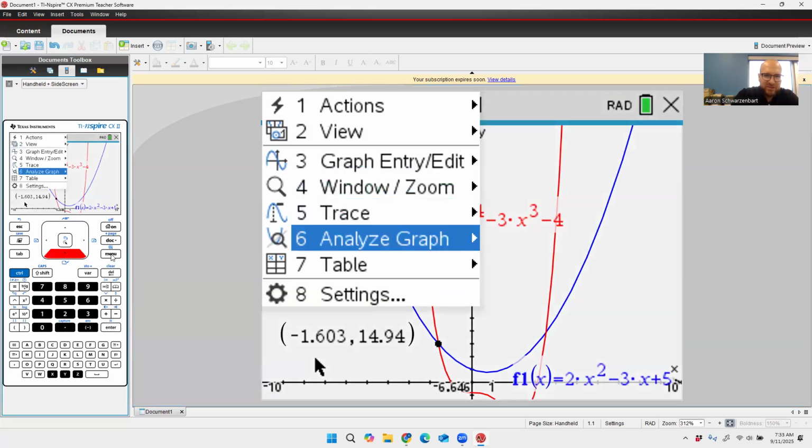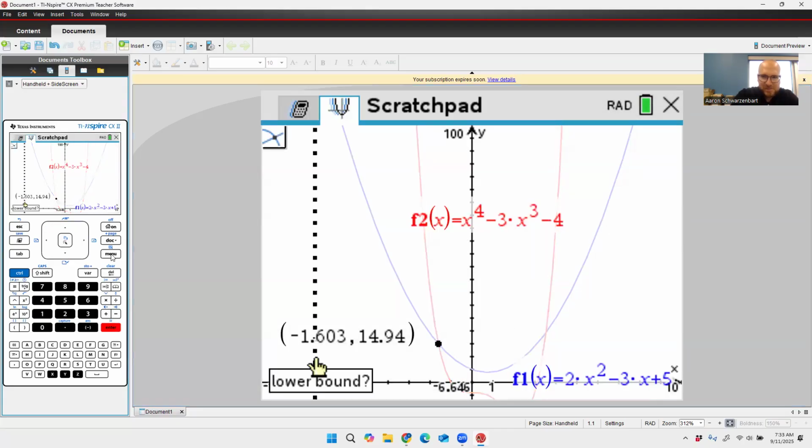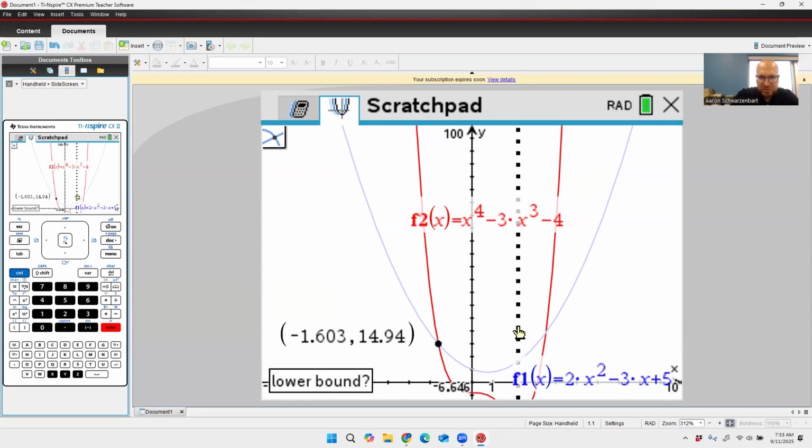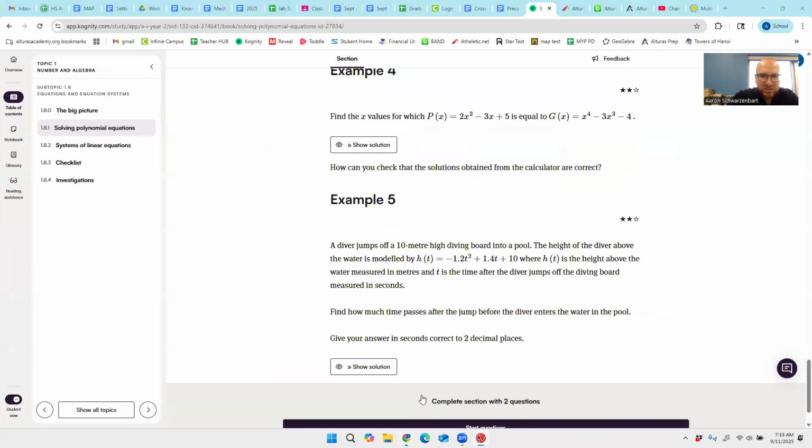We'll go ahead and now find our other intersection, which is going to be the other side. 3.53. And if you need to, you can drag with the hand. Now, okay, let's go back and look at our next one.